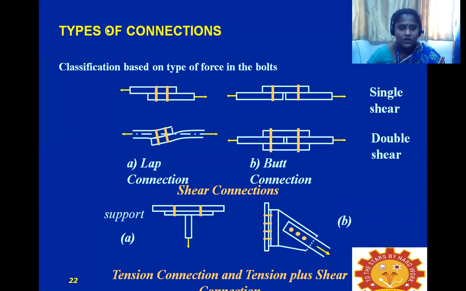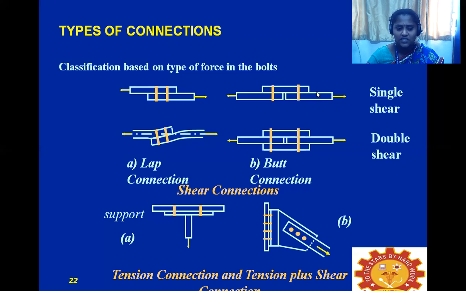Next, coming to types of connections based on the type of force. One is single shear, double shear. Here you could see the difference. First thing is lap joint, that is one above the other in single shear. Same lap joint, one above the other in double shear. Here coming to butt joint with single shear and double shear. You could easily see the difference.